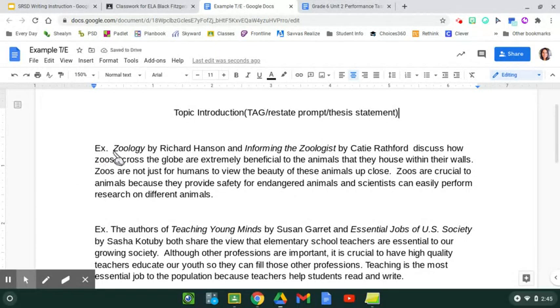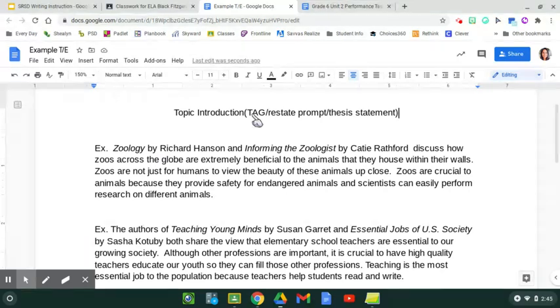So let's look at this first example. Zoology by Richard Hansen and Informing the Zoologist by Katie Rathford discusses how zoos across the globe are extremely beneficial to the animals that they house within their walls. Zoos are not just for humans to view the beauty of these animals up close. Zoos are crucial to animals because they provide safety for endangered animals, and scientists can easily perform research on different animals. All right, so we need to look for these things in this topic introduction.